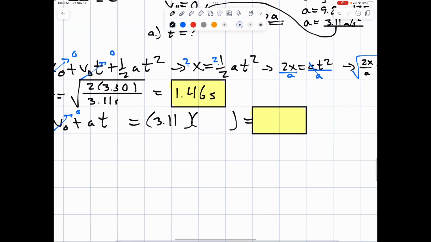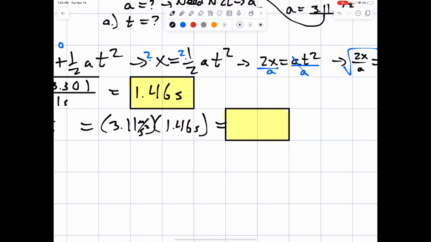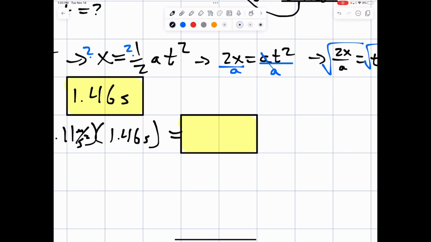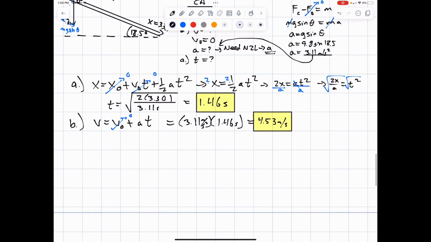We have 3.11 meters per second squared. That's our a. The t we just found, 1.46 seconds. And we're looking at a speed of about 4.53 meters per second at the bottom.